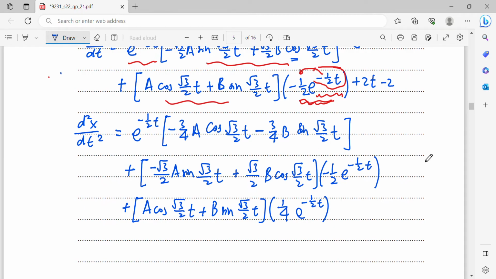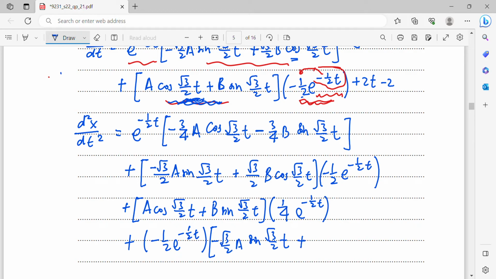Now I keep the exponential, plus I keep the exponential, and differentiate this part. When I differentiate cos, it will be negative sine root 3 over 2 t. When you differentiate root 3 over 2 t, you get root 3 over 2 together with the a. So I will get negative root 3 over 2 a.